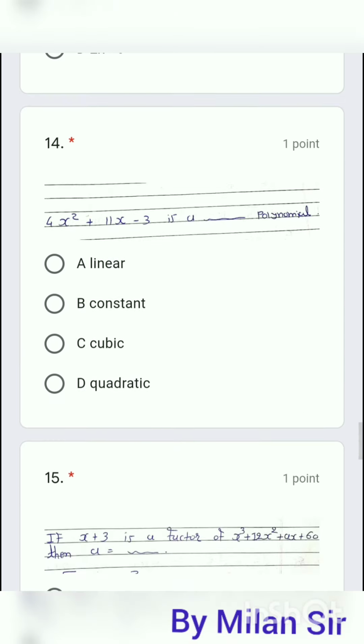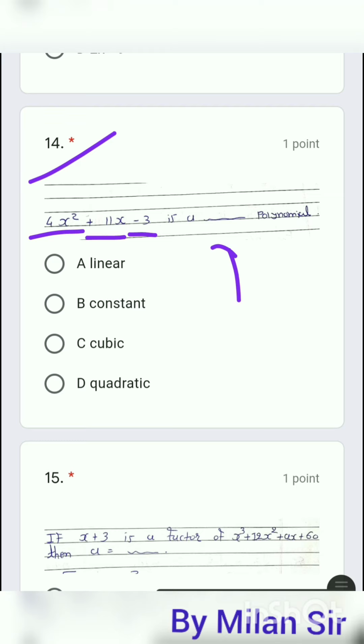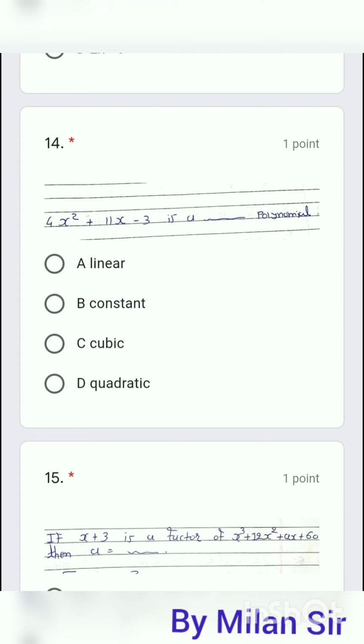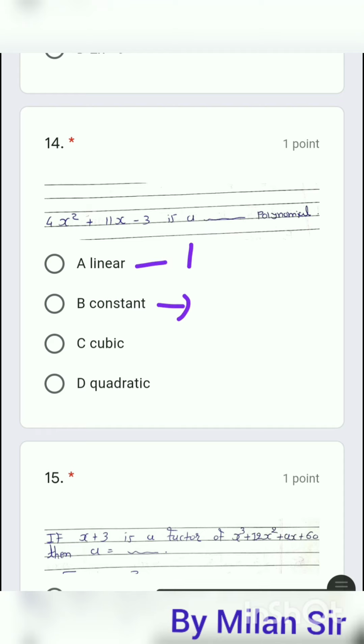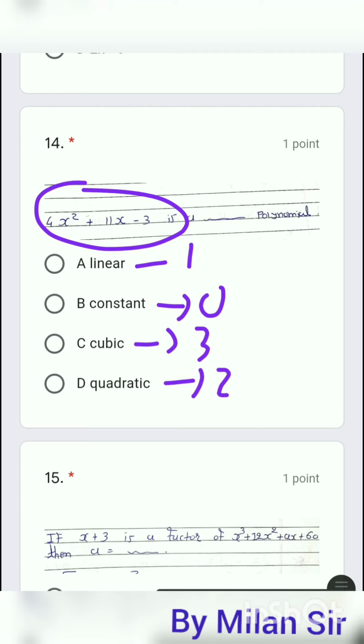After that question number 14, 4x square plus 11x minus 3 is which type of polynomial? Here we need to check the degree of this polynomial, that means the highest power of the variable. Here the highest power of the variable is 2, x square, and if degree equals 2, then it is called a quadratic polynomial, right? For linear we have degree 1, for constant degree 0, for cubic degree 3, and for quadratic degree 2. Here we have degree 2, so option D, quadratic polynomial, is the correct answer.